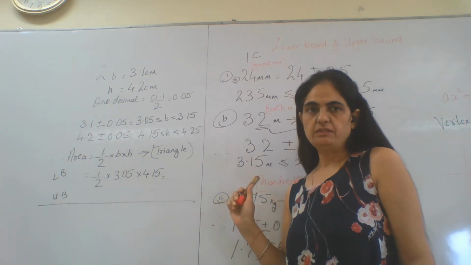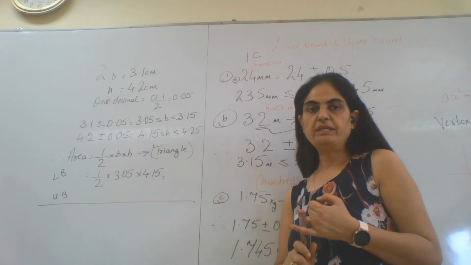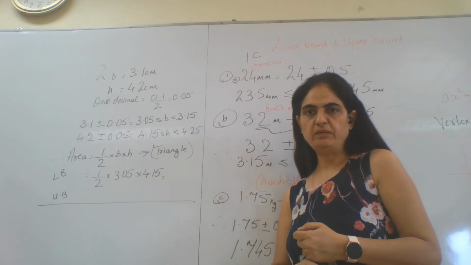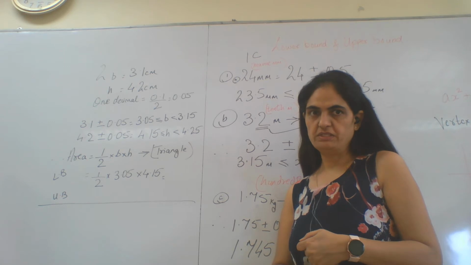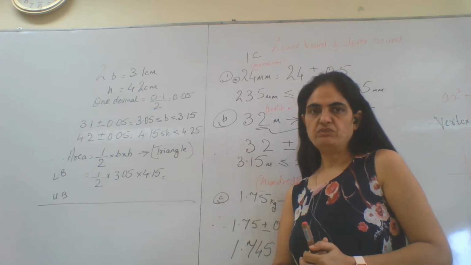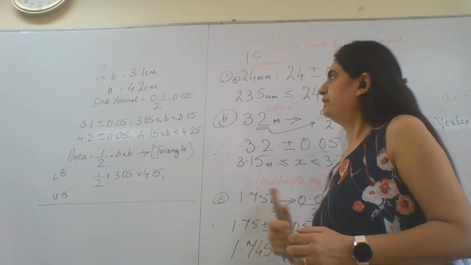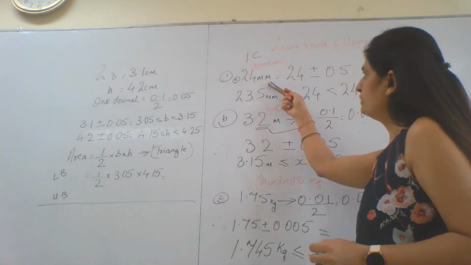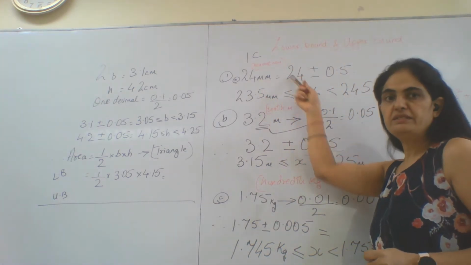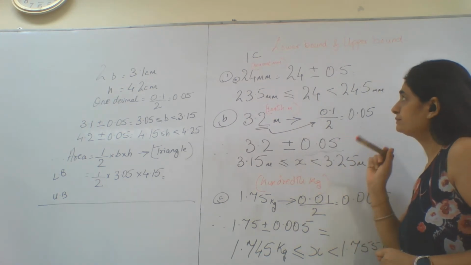Today we'll be seeing how we can find the lower bound and the upper bound if a number is given to us. Now I have taken a few sums from exercise 1C. Let's see how to do it. The first sum says 24 millimeter to the nearest millimeter.